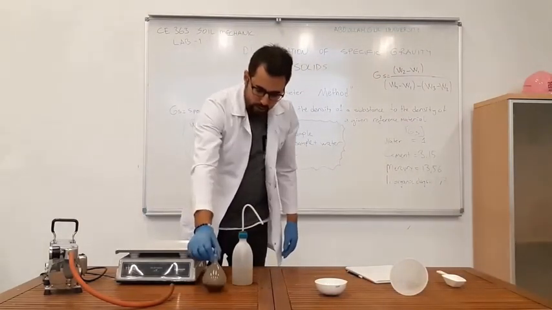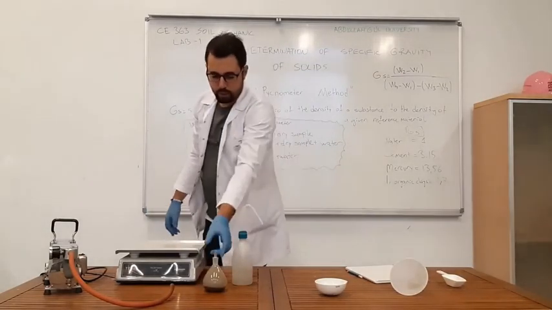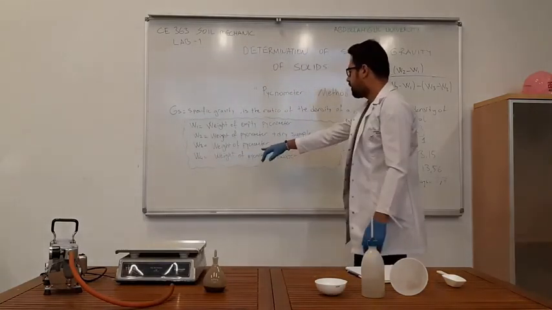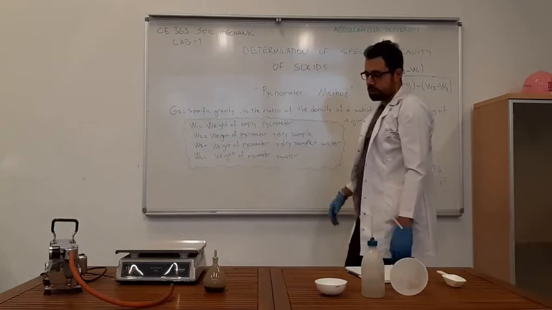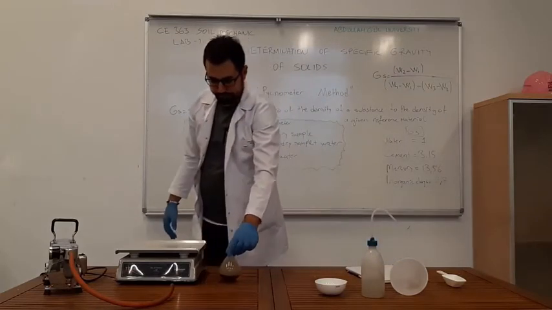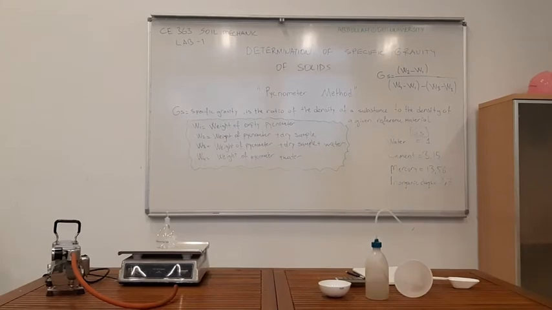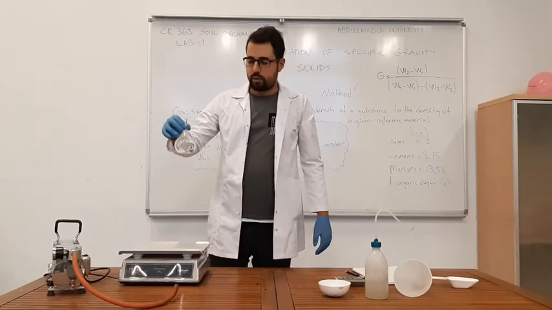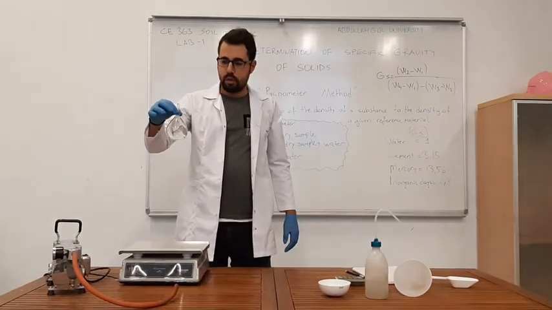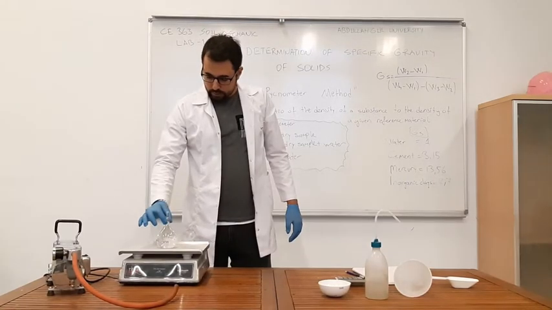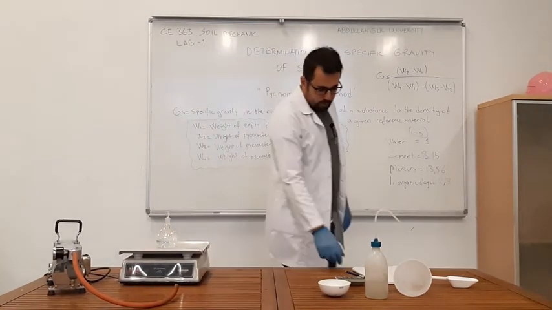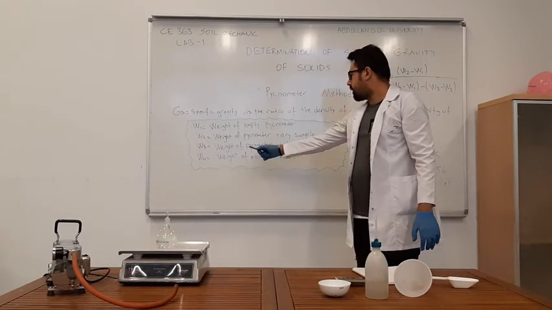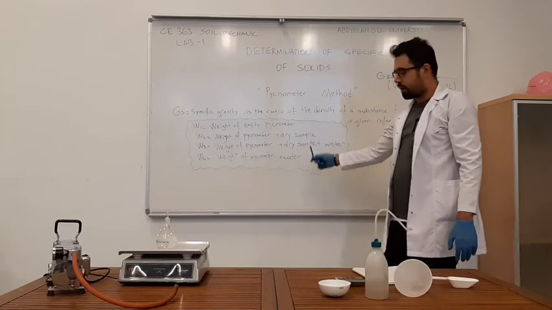And now I will clean this pycnometer, and the last measurement, the weight of pycnometer plus water. Okay, now I put this pycnometer filled with water, and I'm writing the last W4, weight of pycnometer and water.